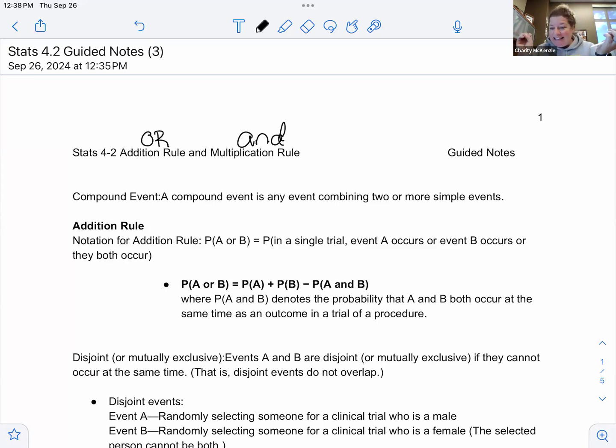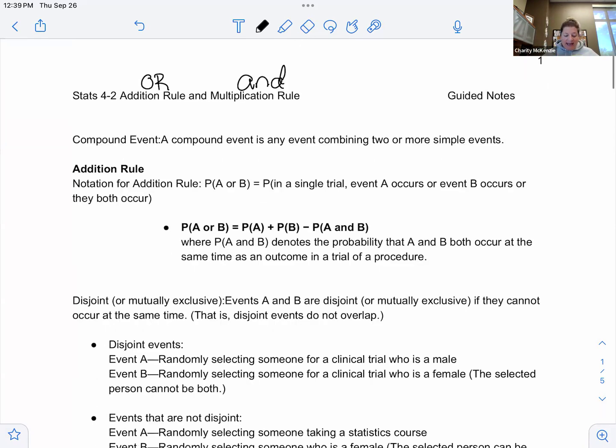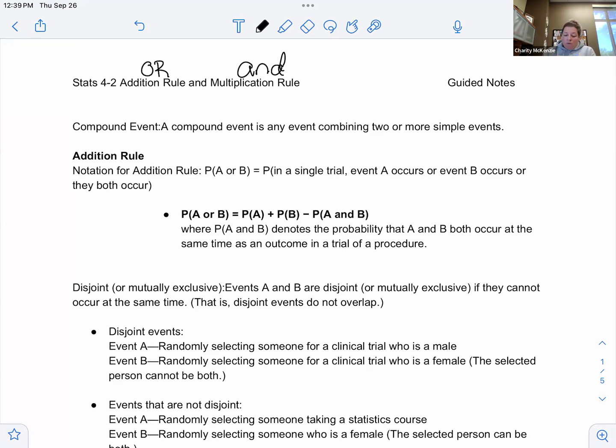If it's this and this, that's a harder probability. So the probability of getting an A on my stats test and getting an A on my English test, what is that probability? That's a harder thing. So it's a timesing. So those are the rules we're kind of looking at. So let's look at the addition rule first, which we know goes with "or."